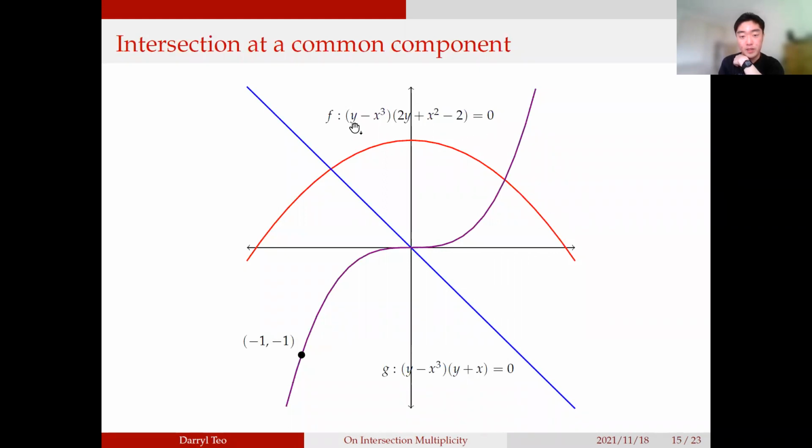We have F, the union of the cubic and a parabola, and G is the union of the cubic and a line. F is in red, G is in blue, and the common component, the cubic, is in purple because it is red and blue. So for a point on this common component, such as (-1, -1), we see here that at this common component, the two curves don't merely intersect, but are coincident. They stack on top of each other and intersect infinitely often. And for that reason, it makes sense to say that for a point on this component, the intersection multiplicity should be infinite.